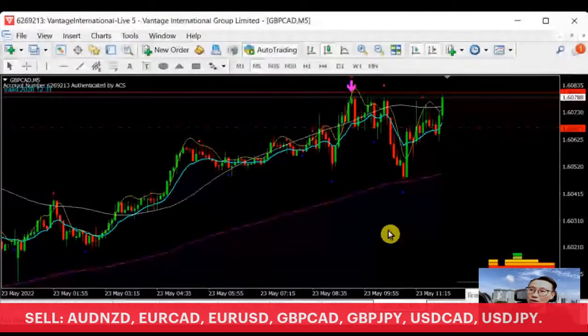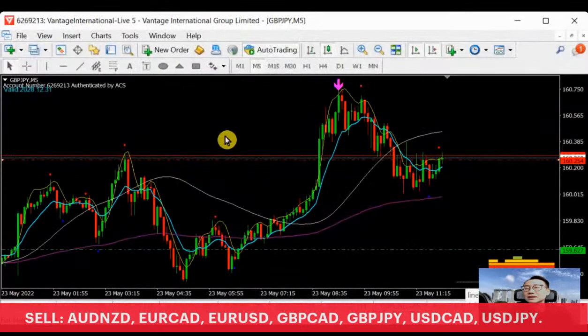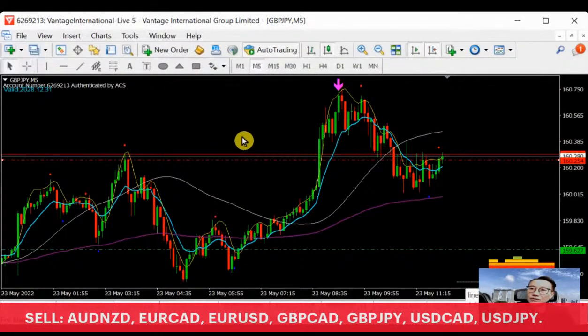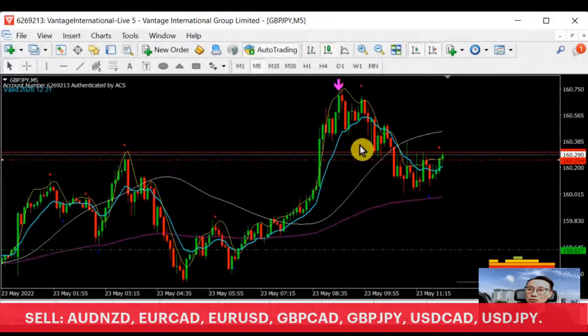So again, pound yen. Once again it's testing the resistance around this area, the resistance area here. So that means this doesn't seem very promising anymore, correct?